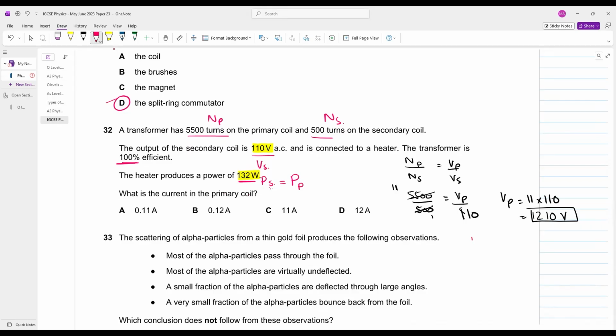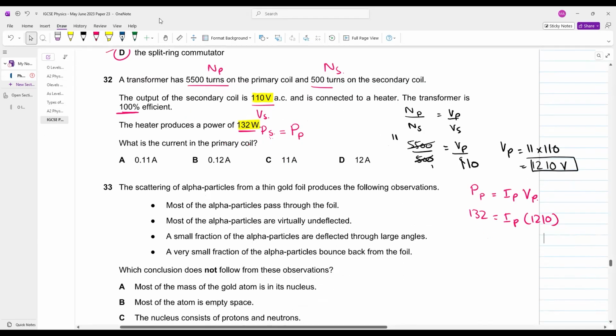the primary coil. Power in the primary coil is equal to the current in the primary coil multiplied by the voltage in the primary coil. What is the power in the primary coil? 132. We have to find the current in the primary coil. What is the voltage? 1210. Can you calculate the current in the primary coil? Yes, 132 divided by 1210.